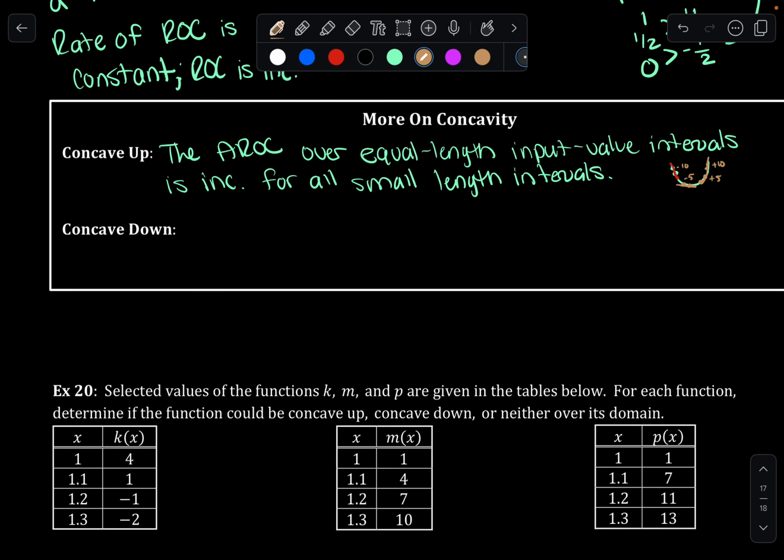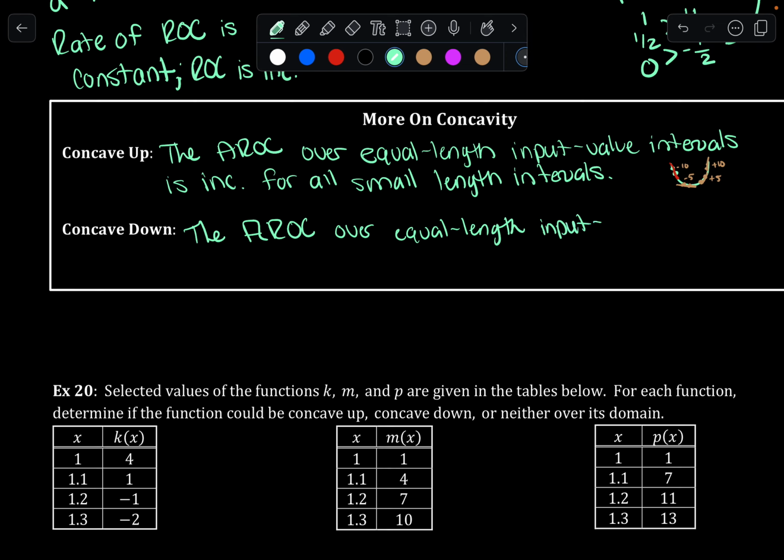So concave down is going to have the same description, but instead we'll have it decreasing. So the average rate of change over equal length input value intervals is decreasing for all small length intervals.